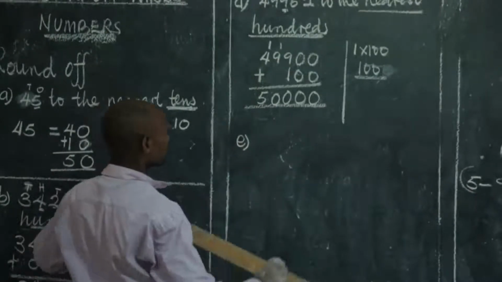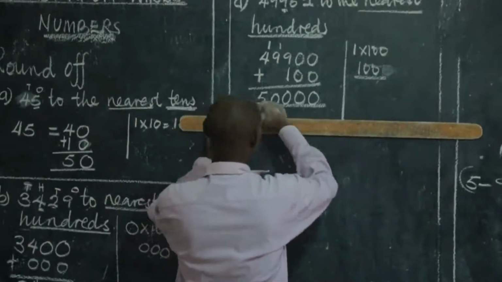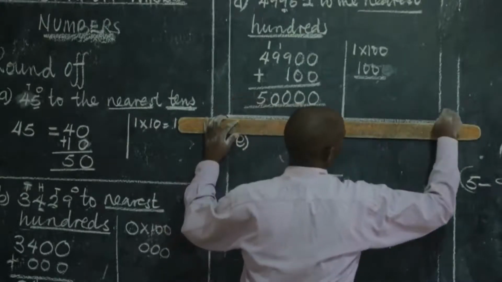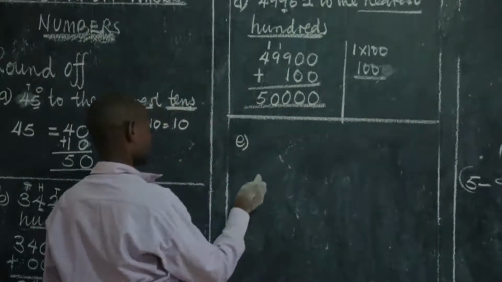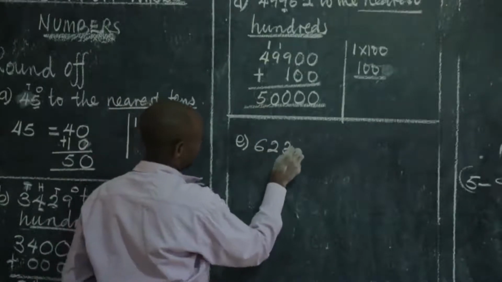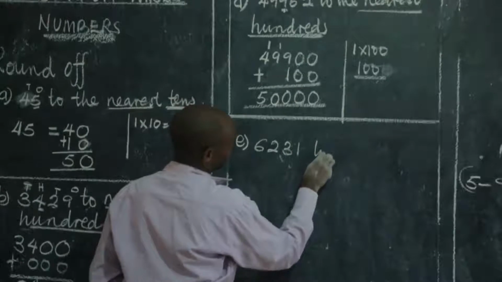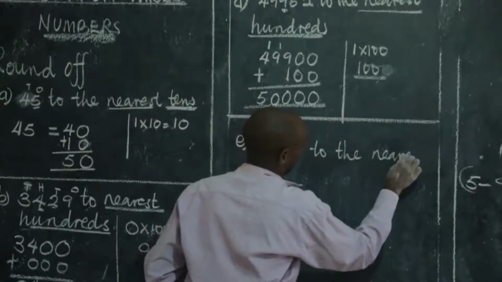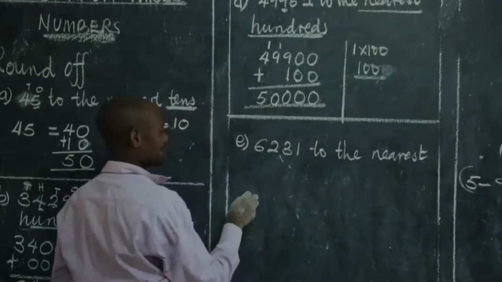Let's have another example. Can we have a number whereby we are rounding off to the nearest thousands? Yes. So we have 6,231 to the nearest thousands.